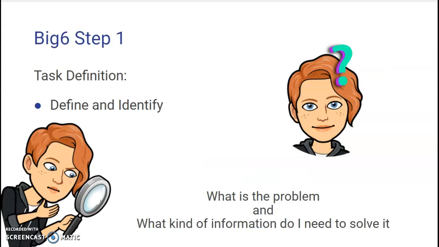Let's review our steps. Step 1, task definition. This is where we figure out what our problem is and what kind of information we need to solve it. Remember, our question needs to be specific to better narrow down what we're looking for.